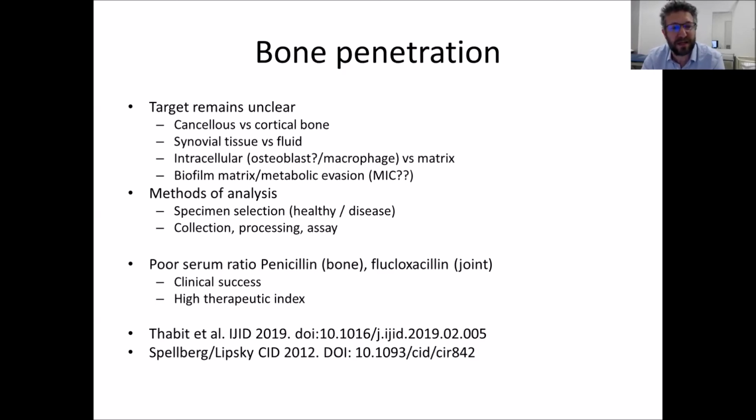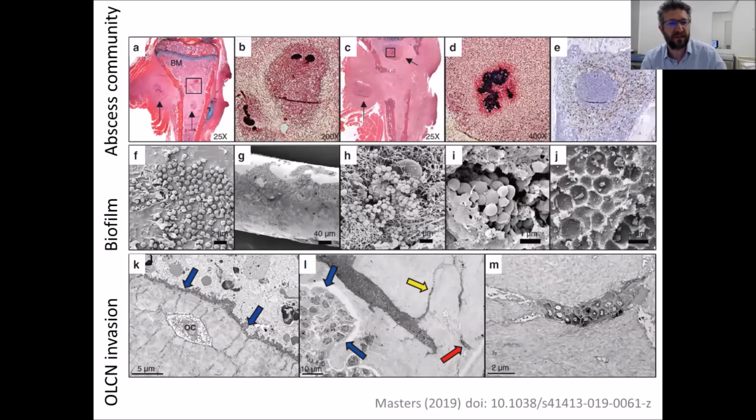But in essence, most of the studies that have looked have found what appear to be adequate levels of most drugs in bone, apart from penicillin in the bone and flucloxacillin in the joint. But then we see clinical success with those agents. We also know that they have a high therapeutic index. We can deliver very high levels of these in the serum. So is a poor serum ratio that relevant? I don't know. I think that's very difficult for us to interpret at this stage.